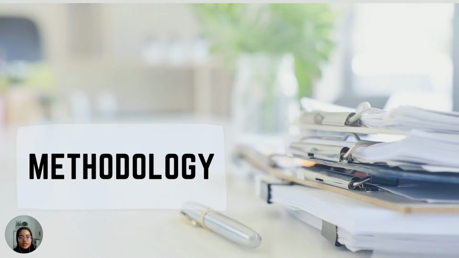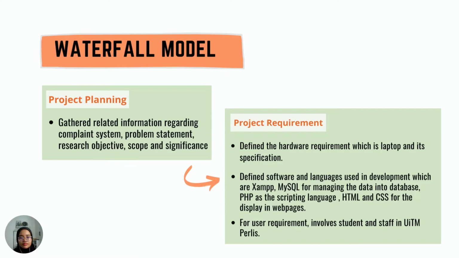So next is the methodology. For the methodology, I use a waterfall model. And the waterfall model consists of 5 phases. So we will go through them one by one. So the first one is the project planning phase, where it will gather all related information regarding the complaint system, problem statement, research objective, scopes, and also significance.